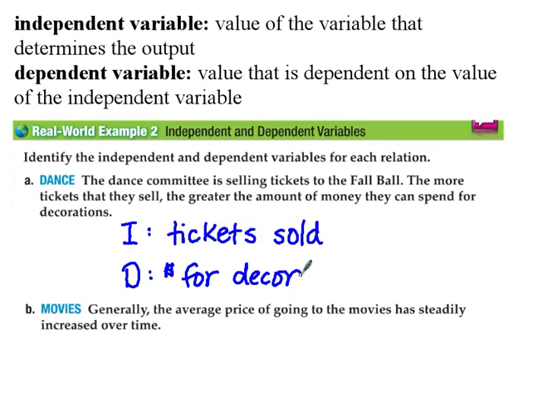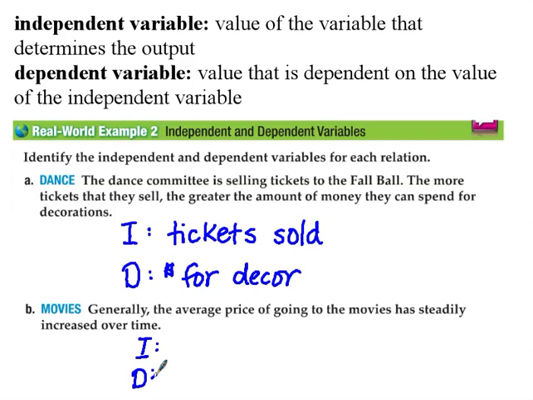Generally, the average price of going to the movies has steadily increased over time. So let's think about that, because this is a little tougher. What is one variable in this problem? Price of the movies, okay? The other variable, I'm going to give you a hint, is actually the time. Okay, the time that's elapsed.